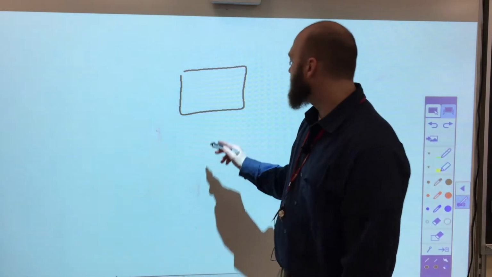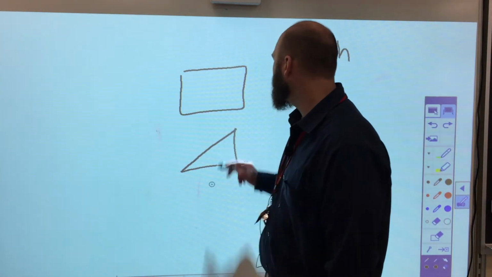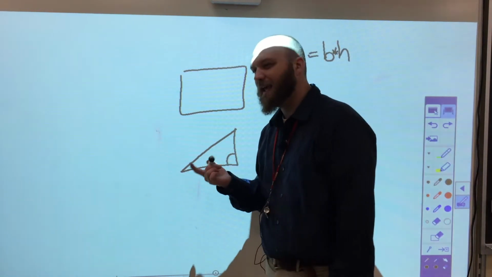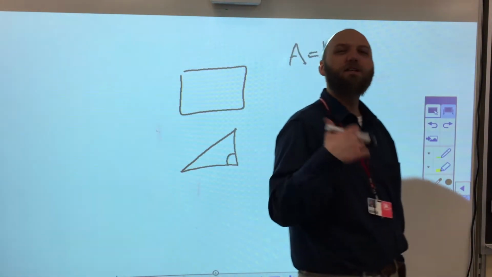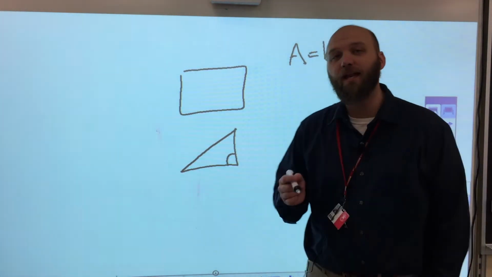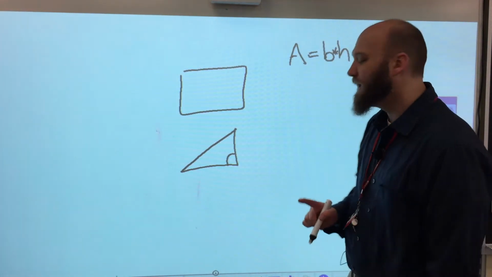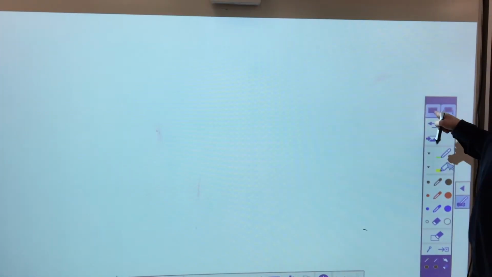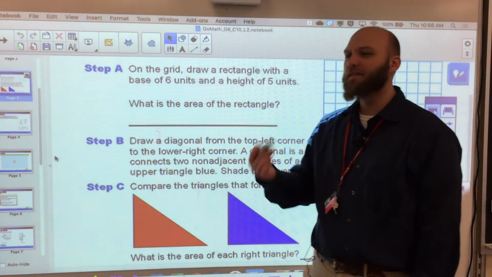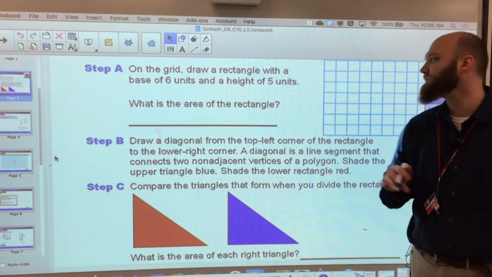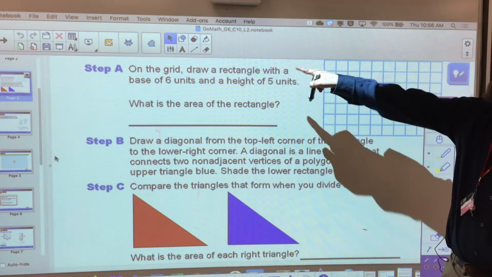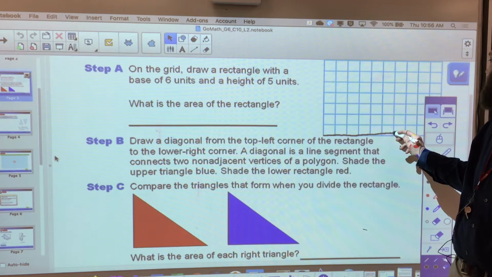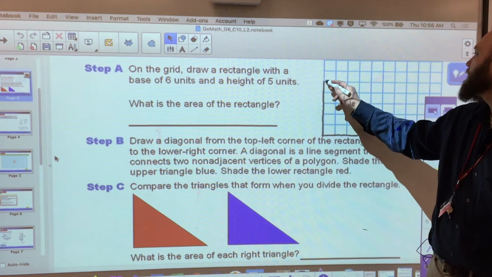So today I want to talk about a right triangle. You might ask yourself, all right, I have a right triangle, I can't necessarily use area equals base times height to find the area of a right triangle. You can if you recognize one thing. To do that, I am going to go to your book, because your book does a really nice job of explaining this. I have a grid here, and they want the rectangle with a base of 6 units, 1, 2, 3, 4, 5, 6, and a height of 5 units, 1, 2, 3, 4, 5.